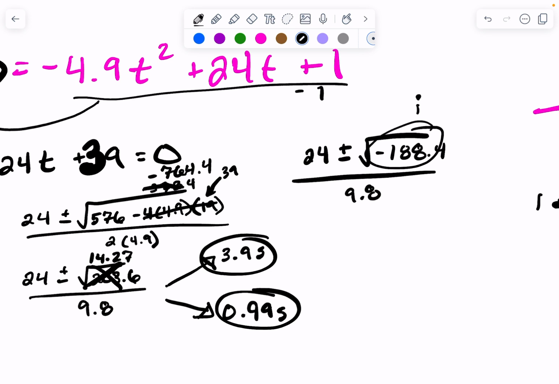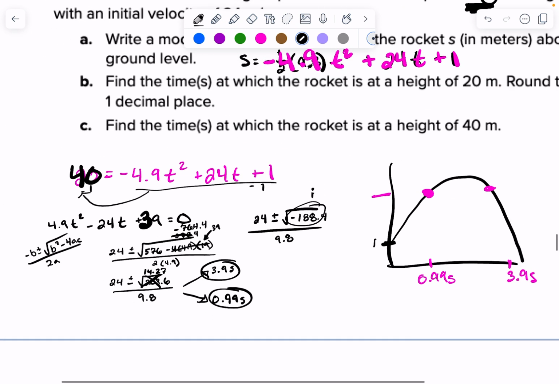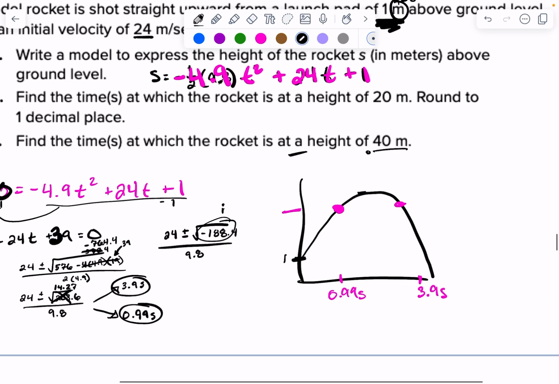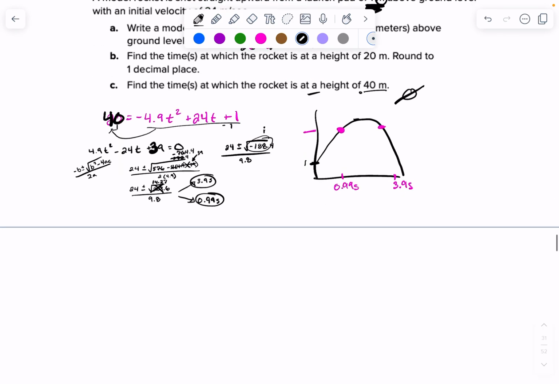So why do I get an imaginary answer? It says it will hit a height of 40 at an imaginary place, which means it's not going to hit 40. 40 is all the way up here, and it's never going to reach that height. The maximum height is going to max out at some place below 40. I don't know what that is, but it will not hit 40 meters. So that's how that works out.